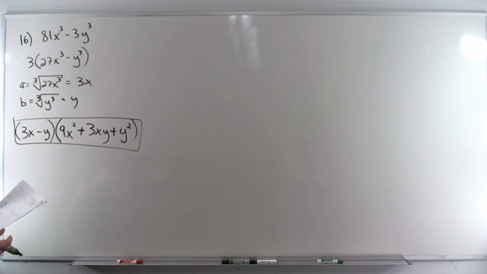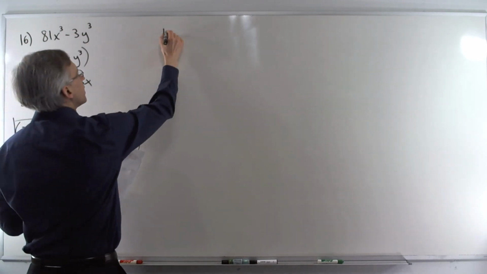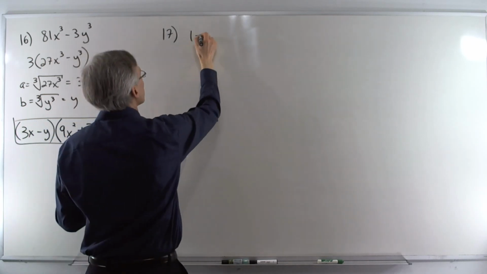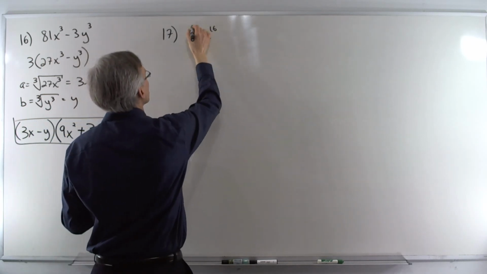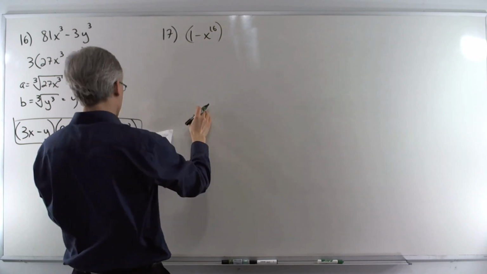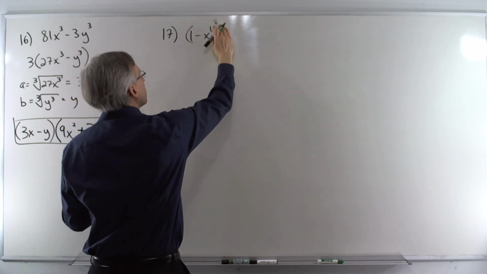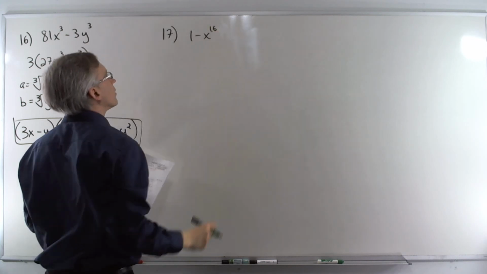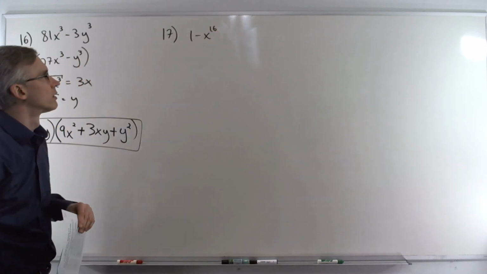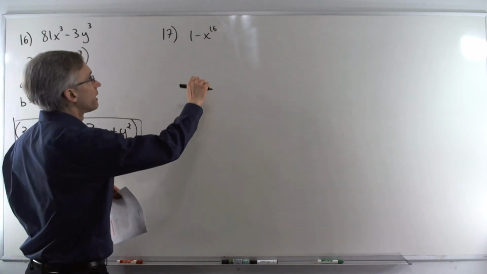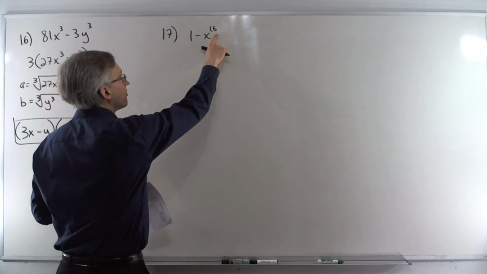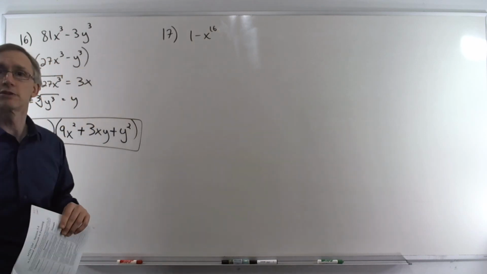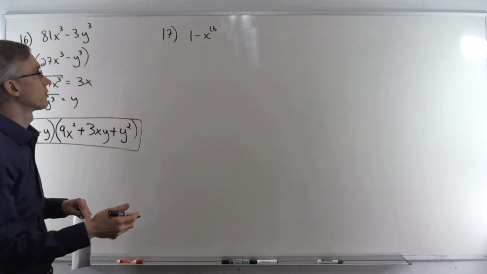On to number 17. So you got 1 minus x to the 16th power. Now this could be difference of cubes, but 16 is not a multiple of 3, so that cannot be a perfect cube. But it is even, so it is a perfect square. So we have difference of squares.